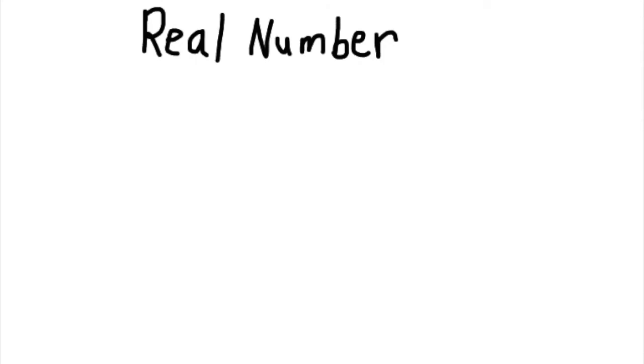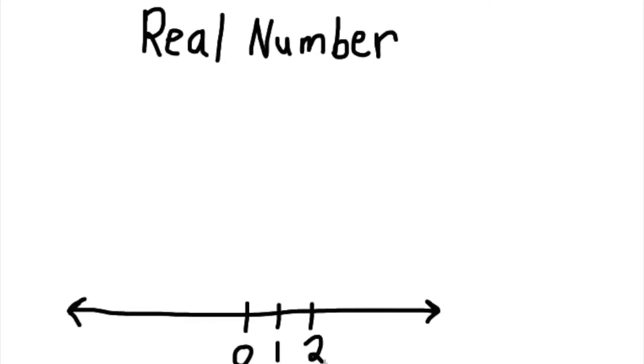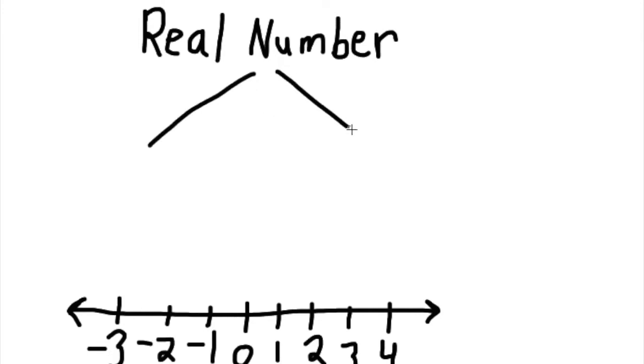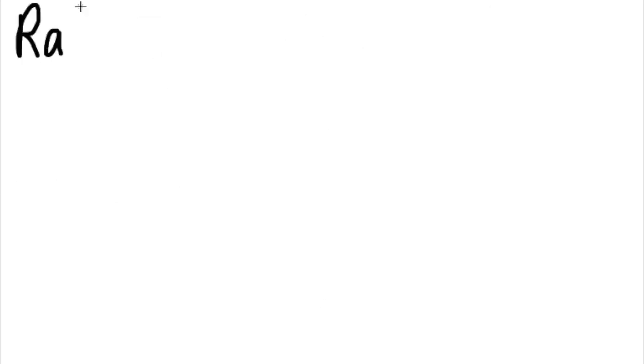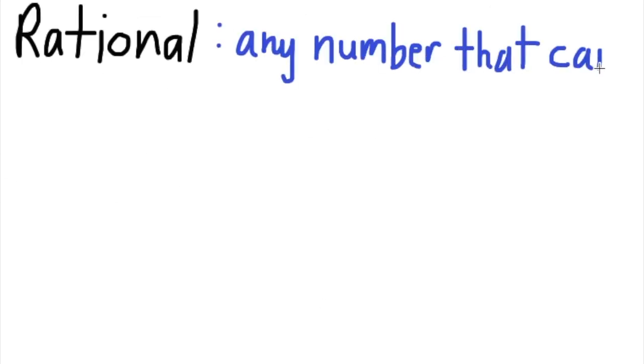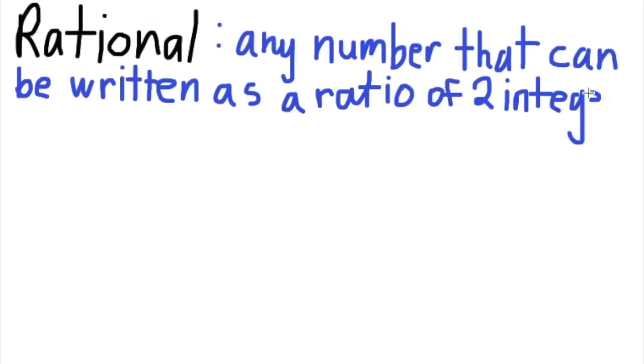We are going to learn about real numbers. A real number essentially is any number that you can plot on a number line. There are two categories of real numbers, rational and irrational. A rational number is any number that can be written as a ratio of two integers.